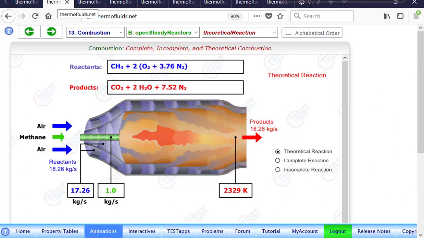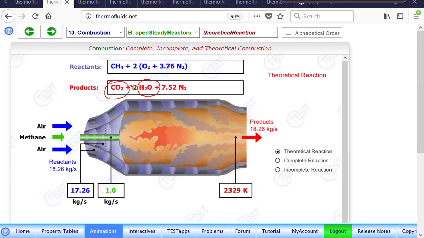Just to remind, what do we mean by theoretical reaction? Here, methane is burning with air, and theoretical means carbon goes to carbon dioxide, hydrogen is also fully oxidized to H2O, there is no CO, OH, etc., and there is no leftover methane or leftover oxygen. In other words, there is just the right amount of fuel and air in the mixture.